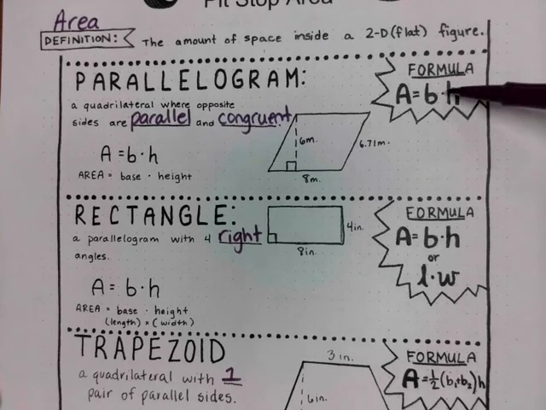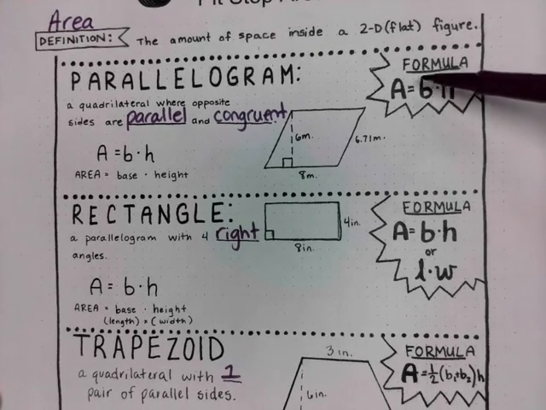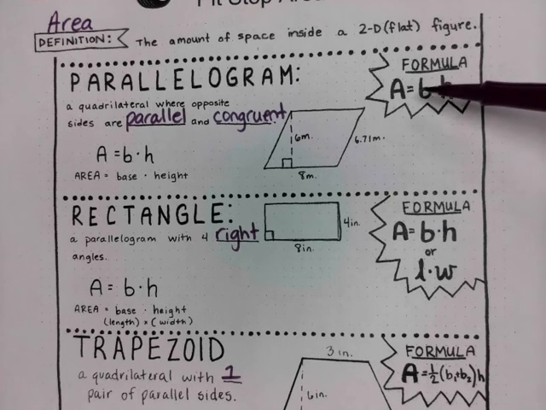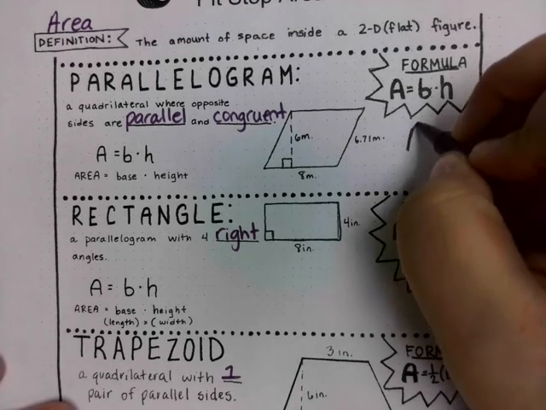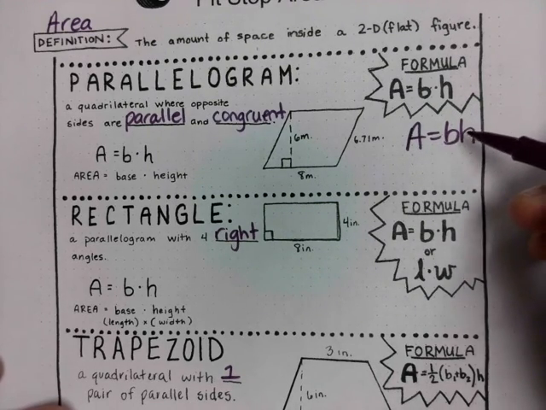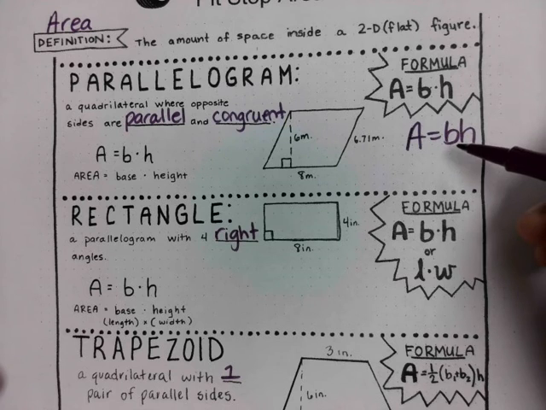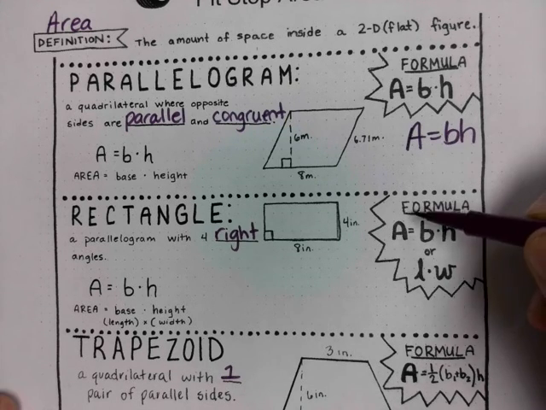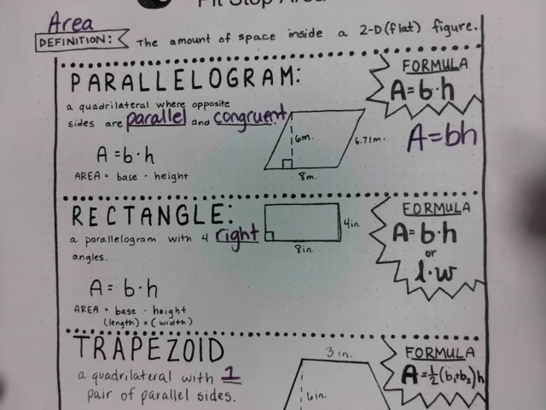Parallelogram and rectangles actually have the same formula, A equals base times height, but on the formula chart, of course, it just says A equals BH. But we know when these two are touching, it means multiplication. All right, so the formula chart just says A equals BH for both the rectangle and for the parallelogram.